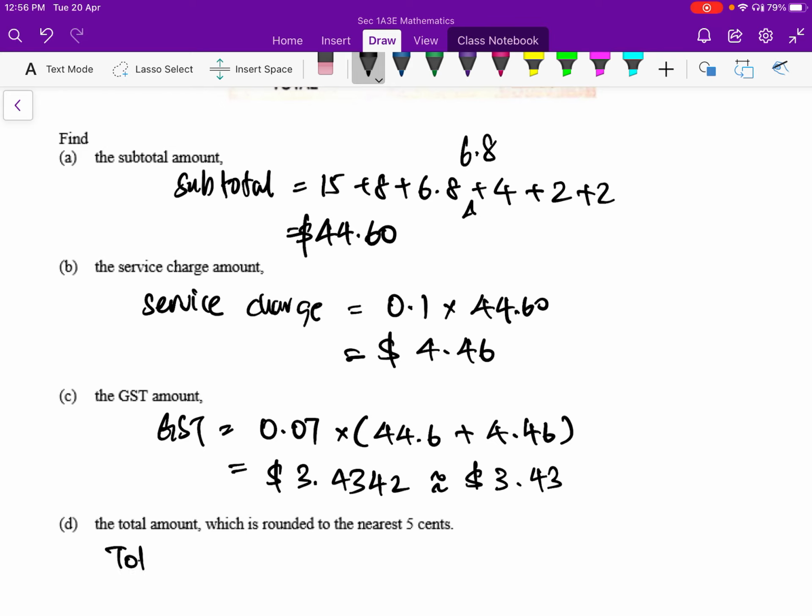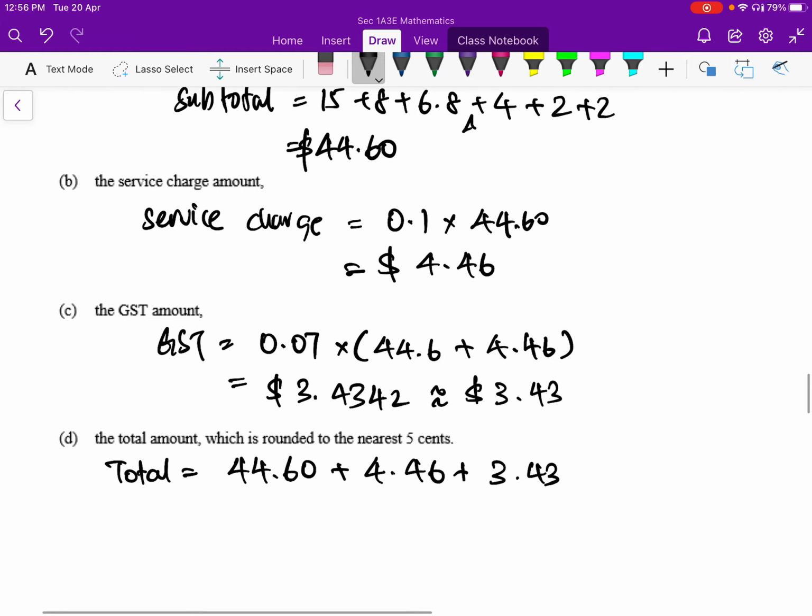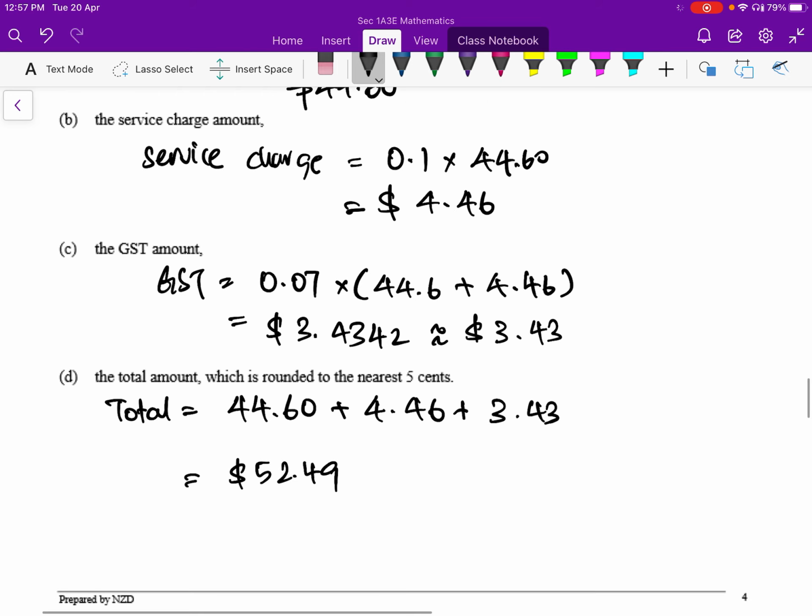So total will be our subtotal plus our service charge plus our GST. So we have 52.49. They want us to round it off to the nearest 5 cents: 52.50.